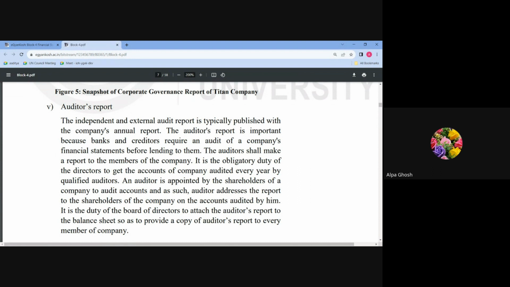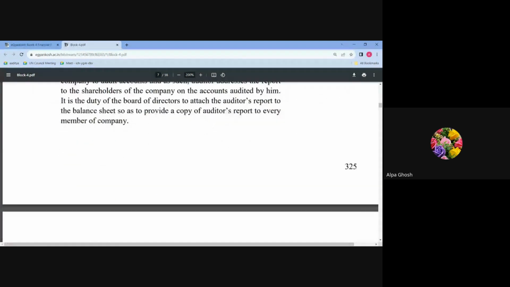The report of the auditor is very important because the auditor declares in the report all the company's transactions. Though the auditor is appointed by the shareholders of the company to audit the accounts, at the same time it is the moral responsibility of the auditor to publish all the reports in full honesty. And the auditor's report is given to each and every member of the company.